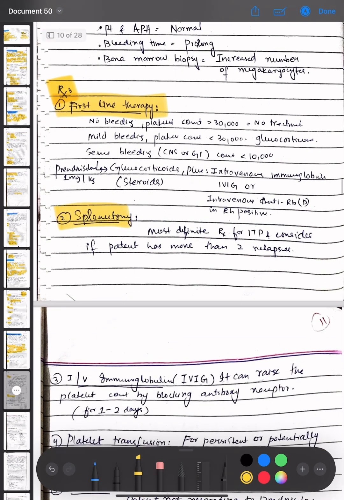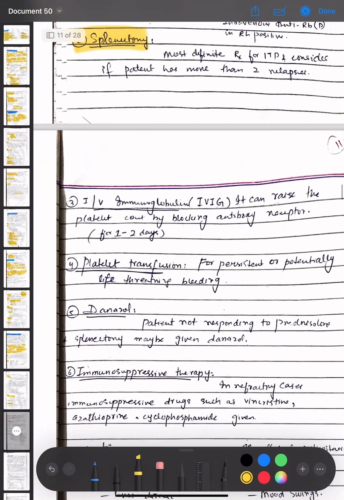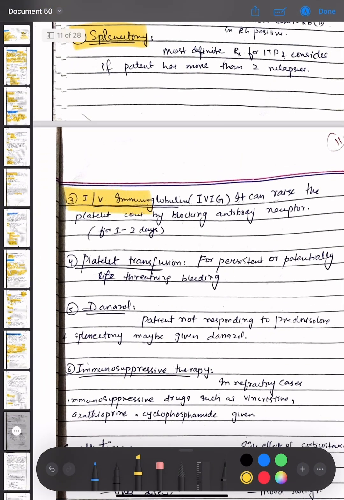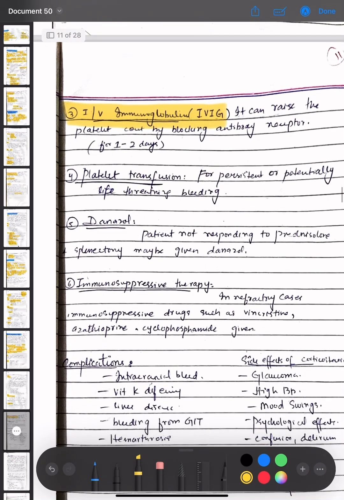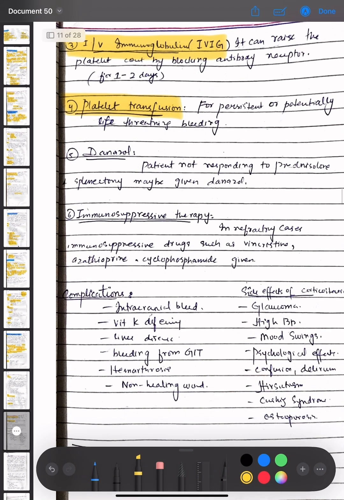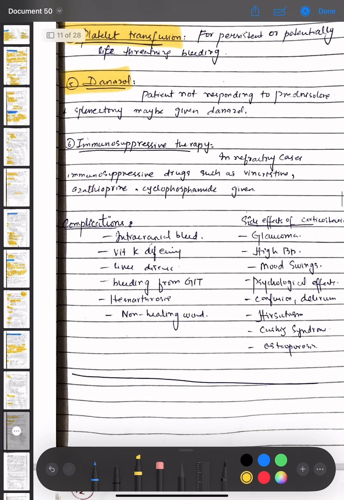Splenectomy is the most definitive treatment for ITP, and is considered if the patient has more than 2 relapses. Intravenous immunoglobulins can raise the platelet count by blocking antibody receptors for 1 to 2 days. Platelet transfusion is done for persistent or potentially life-threatening bleeding. Danazol is given for patients not responding to prednisolone, and splenectomy may be done.